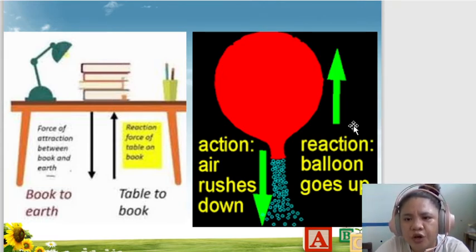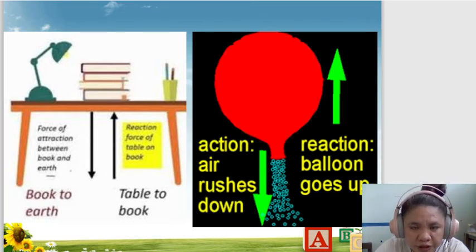Now let's look at the other side of our screen. We have the balloon. When we blow up the balloon, there is air inside. If we try to deflate it, the reaction would be that the balloon goes up while the air is rushing down out of the balloon itself. So that is what Sir Isaac Newton meant.